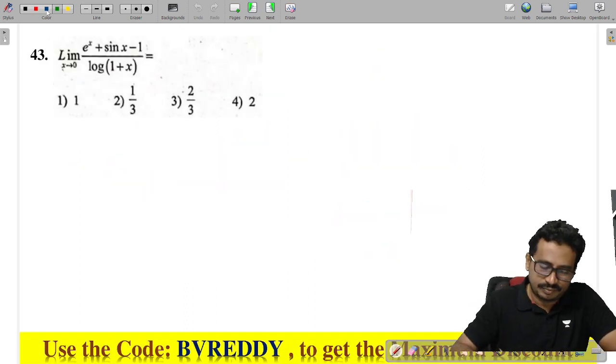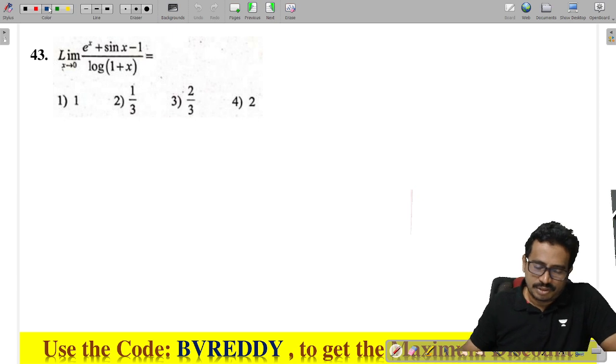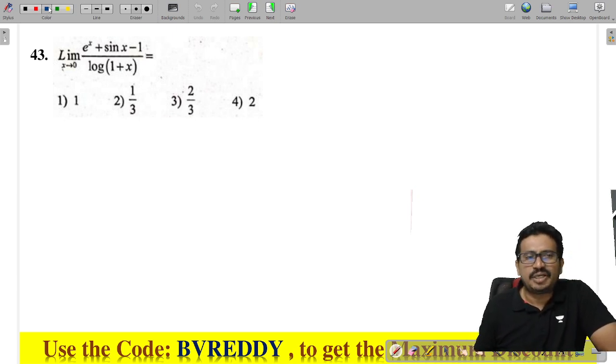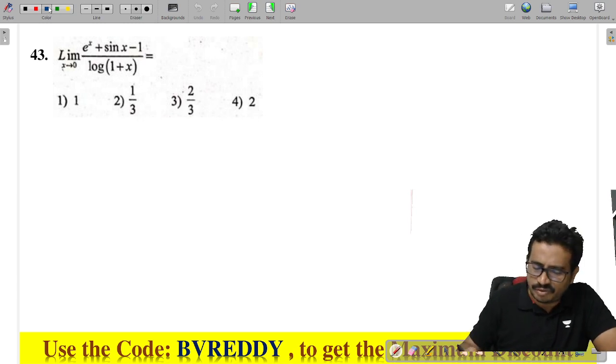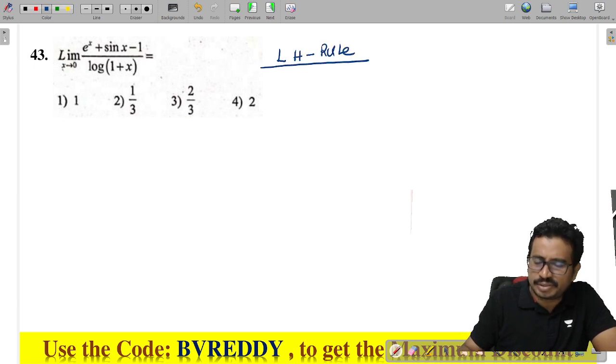Next, see this thing, limit x tends to 0. Here if I substitute, we will get 0 by 0 form now. So directly we can go for L'Hospital rule. Directly we can go for this L'Hospital rule.